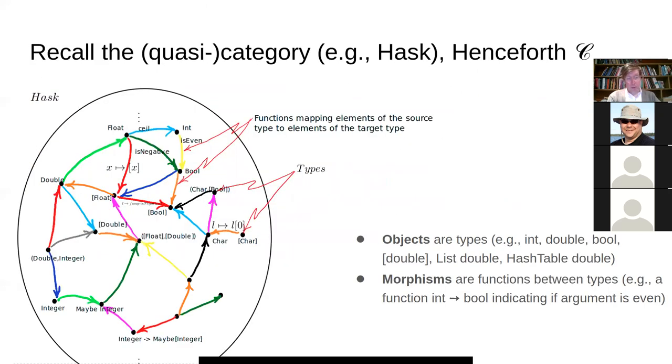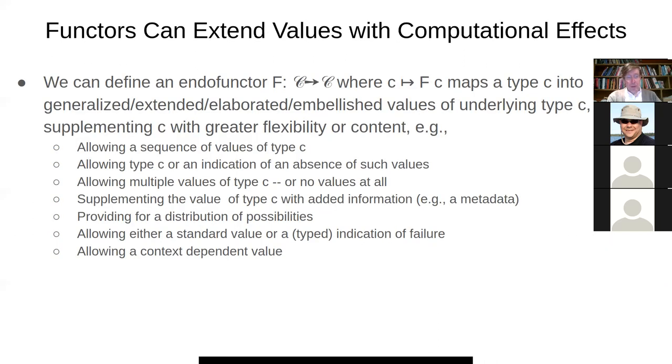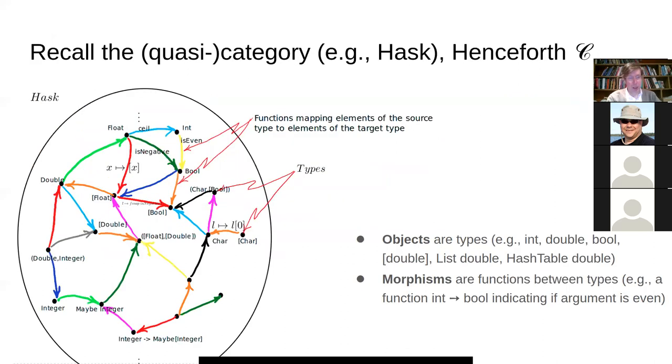So we could turn a float into a list of float or into a maybe a float. Great. So that's a step. Any old functor can do that. We don't need a monad to do that. But functors can do more than that. Remember, a functor's job in life is to map not simply objects. It maps functions. In this case, we have functions from one type to another, from float to int, for example, like the ceiling function, or from int to bool, like is even.